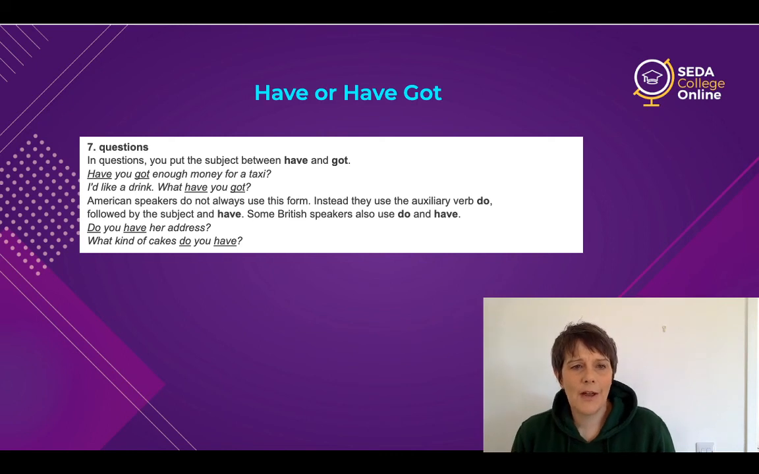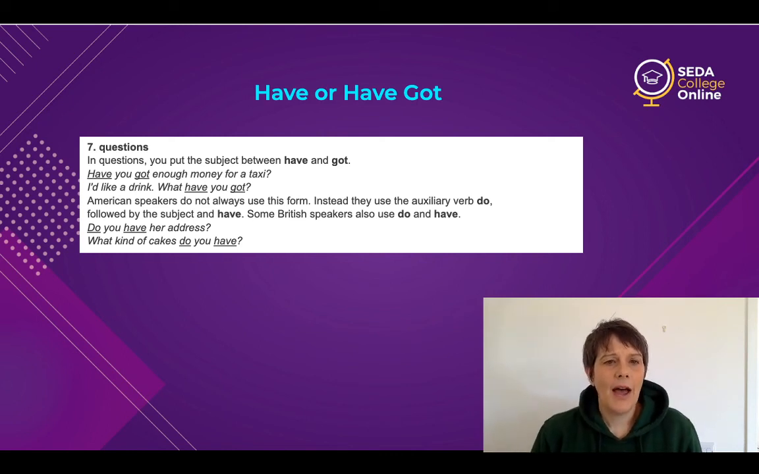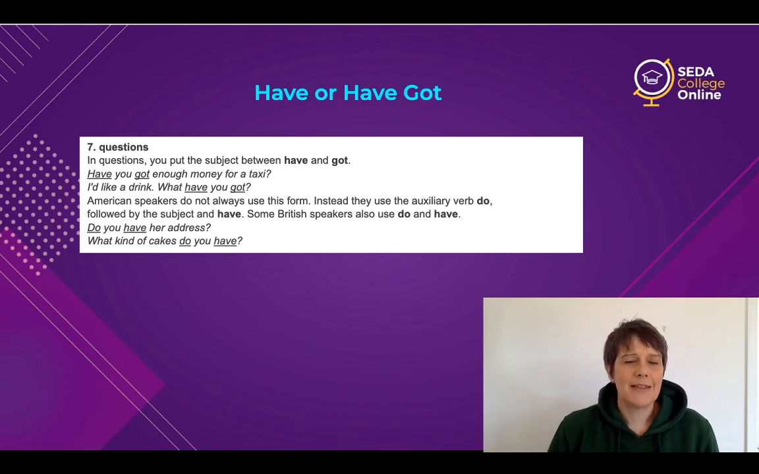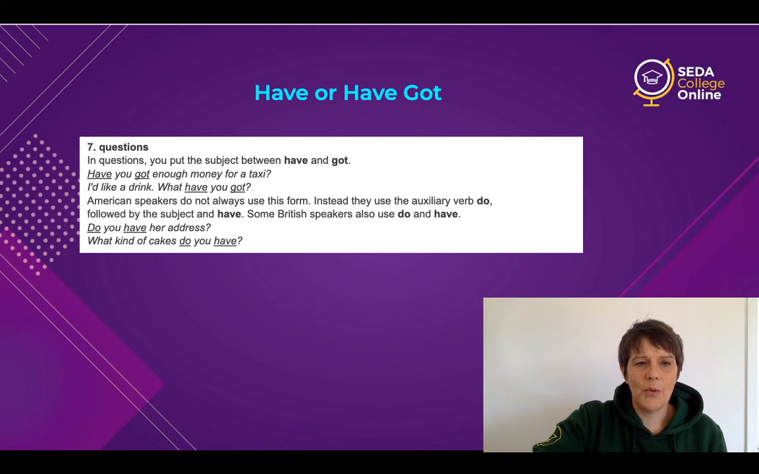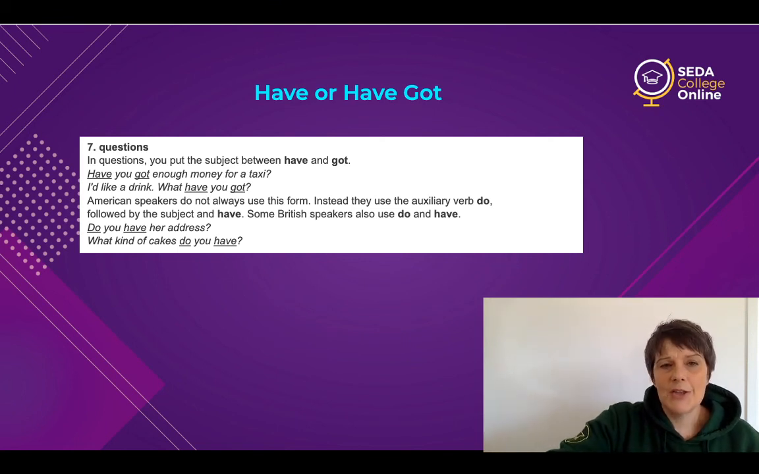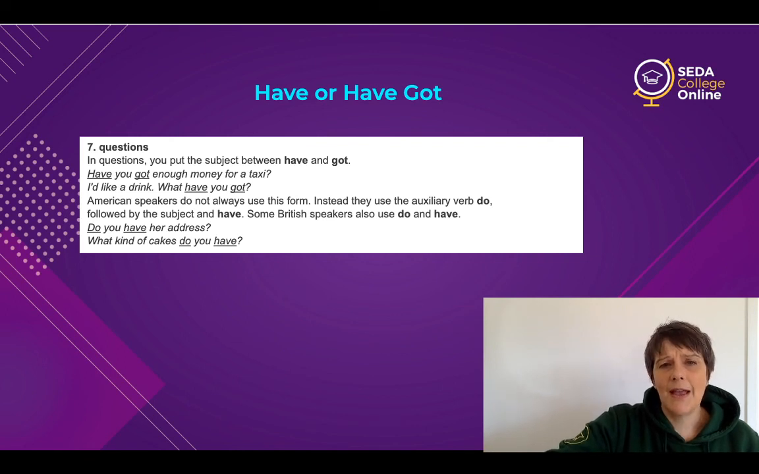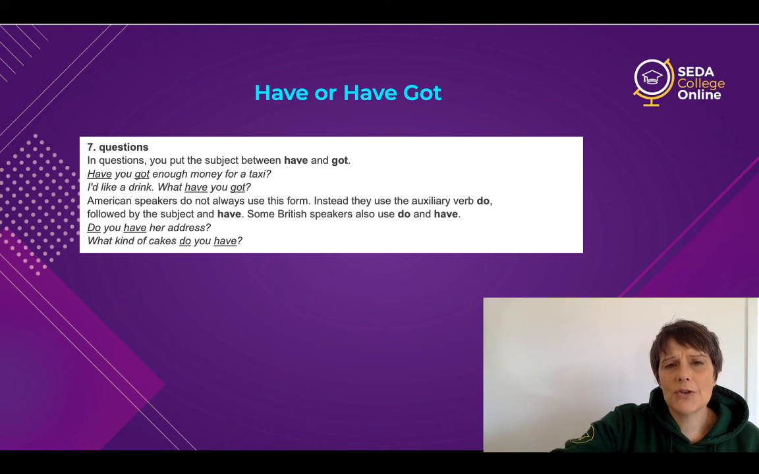So have you got enough money for a taxi? What have you got? Or do you have enough money for a taxi? What do you have? Do you have her address? And what kind of cake do you have? So it doesn't really matter what. You just need to remember that you have to have an auxiliary when you're making a question. So you can either make have into your auxiliary to got, or you can make do your auxiliary for have.